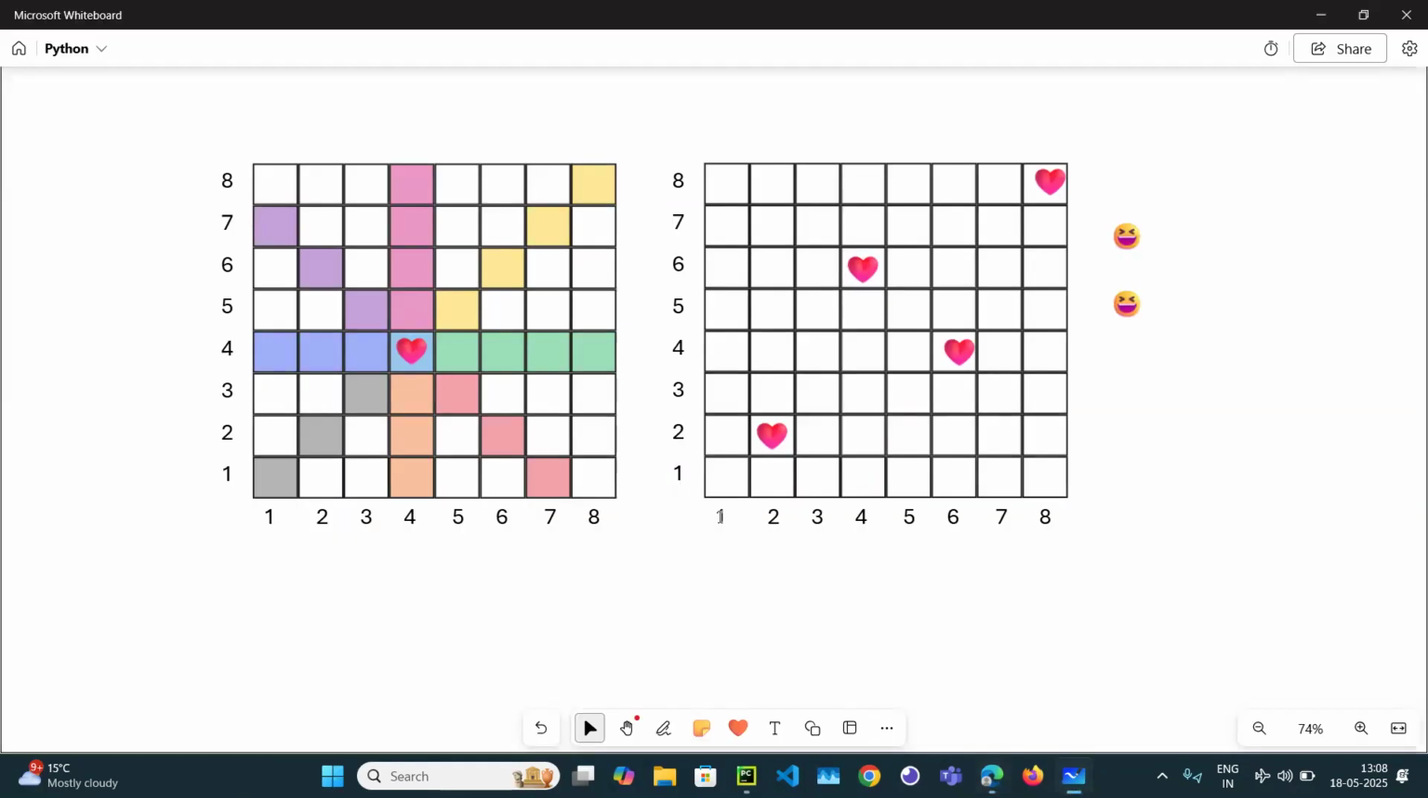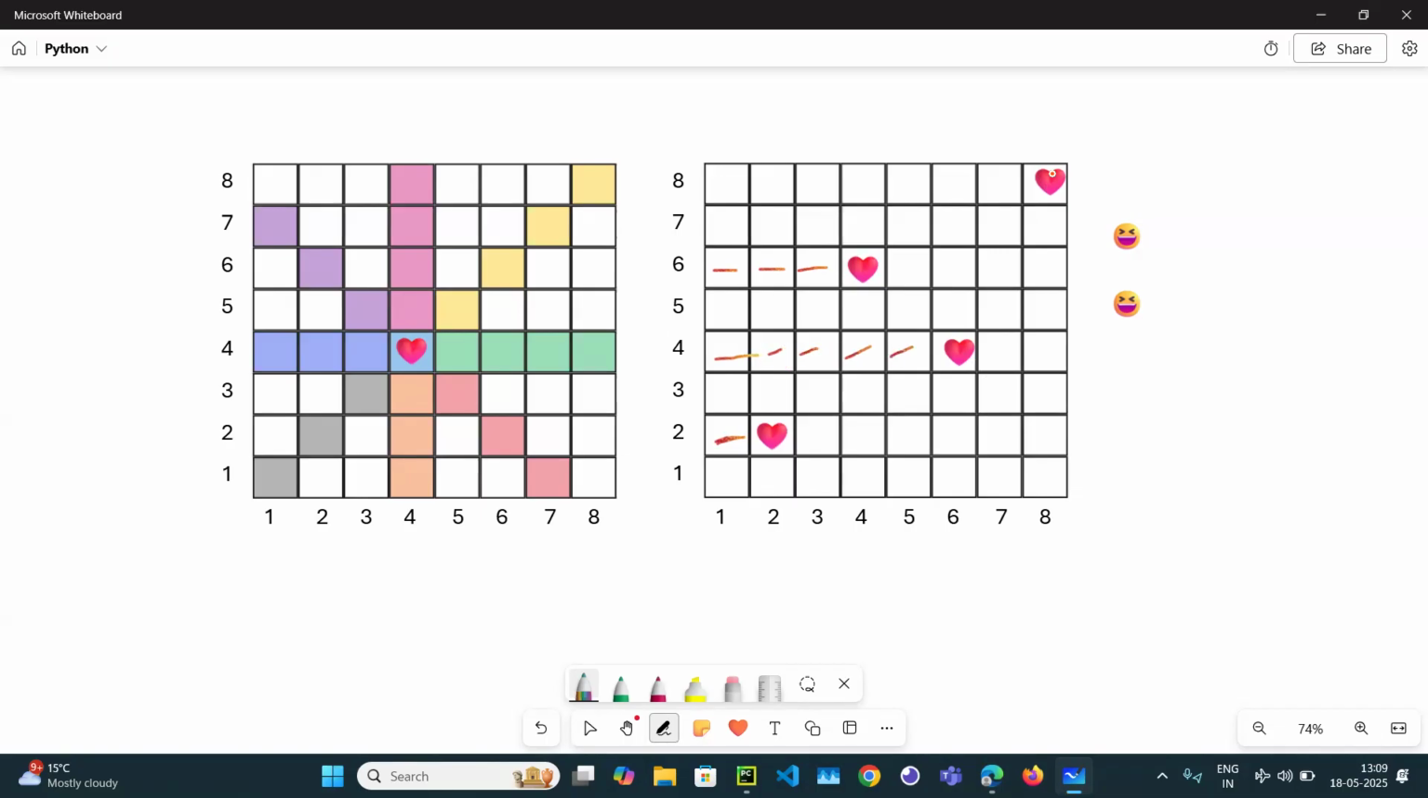Okay. Now let's calculate the left. Let's keep the same positions. If the queen is here, how many squares can the queen attack on the left? Okay. If the queen is here, how many squares can the queen attack? 1, 2, 3. If the queen is here? 1, 2, 3, 4, 5. If the queen is here, how many squares can the queen attack on the left? 1, 2, 3, 4, 5, 6, 7.